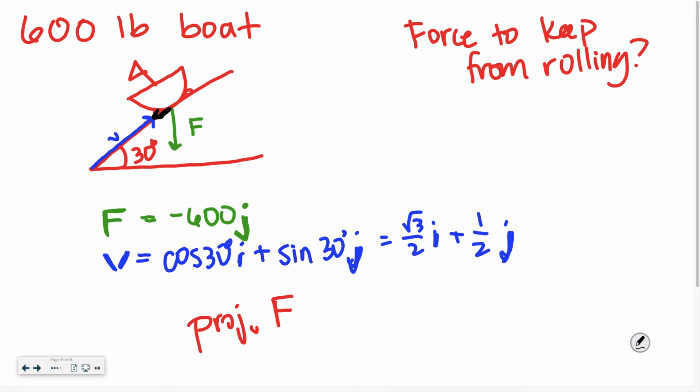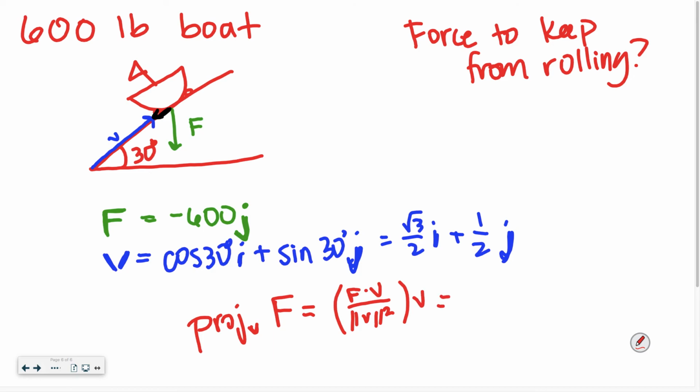Wait, hold on. What are we doing in the red part that you just wrote down? I was still writing down the blue. We're finding the projection of F onto V. I just want to know the amount of force needed. So we're going to take our boat weight and project it onto the ramp. Wait, so couldn't you just find the force of V and then know that it would be the opposite of that? Or wait, no, that would be wrong, because we have to account for the mass of our boat.